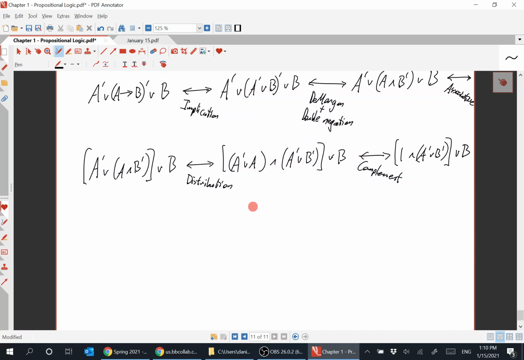Or B. And then 1 and whatever, that was the identity tautology. 1 and whatever was just that thing back. So this becomes A naught or B naught or B. Right? 1 and P was just logically equivalent to P. So here I've got 1 and this thing here. So it's just P. Right, so I get that thing back.